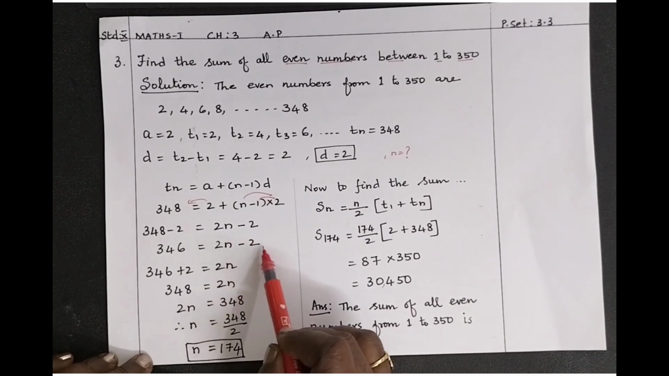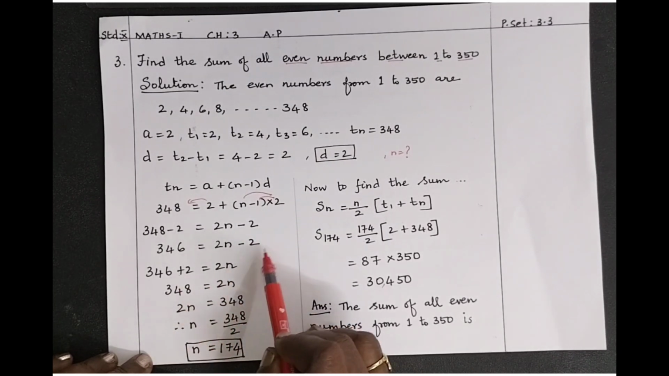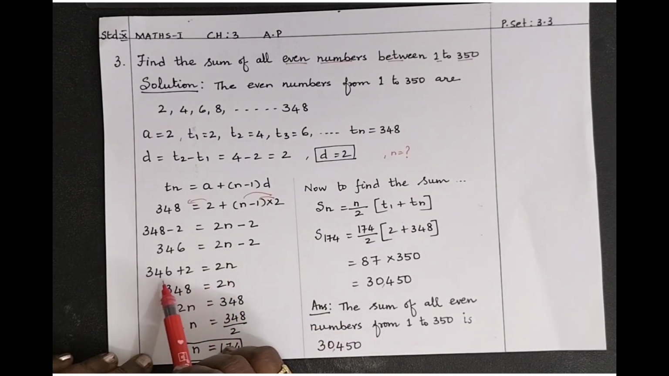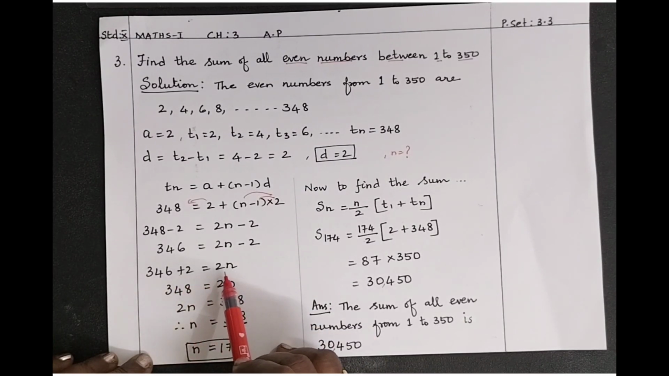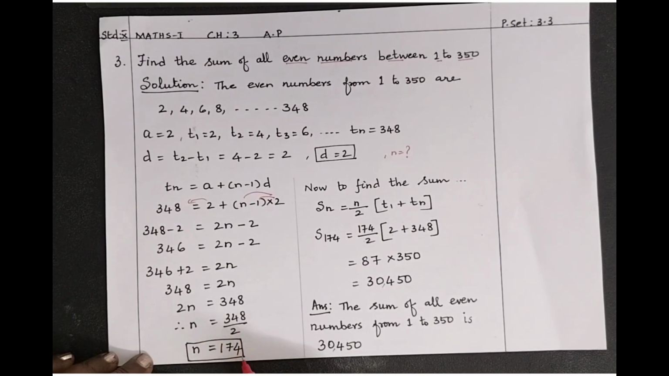Again, we have to eliminate this minus 2. So add 2 on both the sides to eliminate this 2, minus 2. So 346 plus 2, which is equal to what? 2n. So 348, which is equal to 2n. Therefore, 2n equal to 348. Always keep the unknown term at the left hand side. Therefore, n is equal to, eliminate this. We are dividing by 2 on both the sides. 348 divided by 2, which is equal to 174. We found out n here.